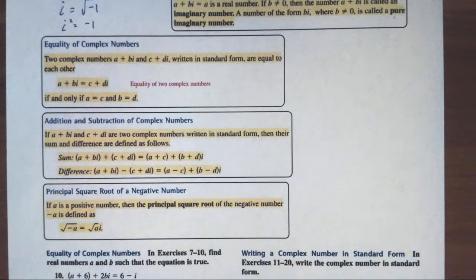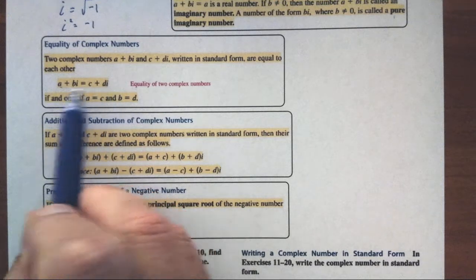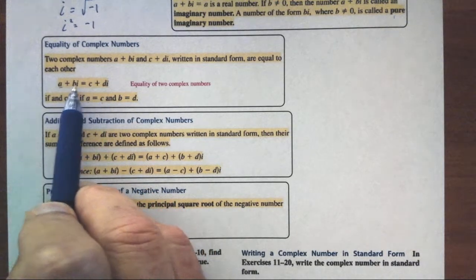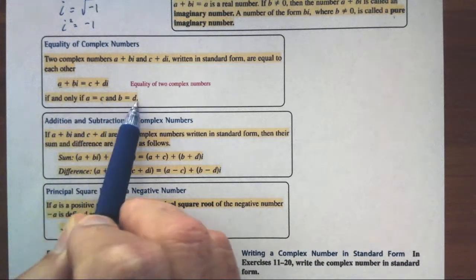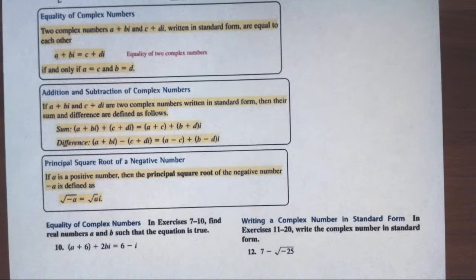All right, equality of complex numbers. In order for two complex numbers to be equal, the real portions, a and c, have to be equal, and the imaginary coefficients have to be equal. So it's kind of like two separate entities, each having to be equal. The real parts are equal, imaginary coefficients are equal.